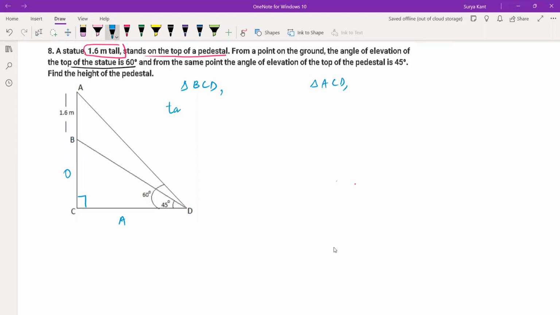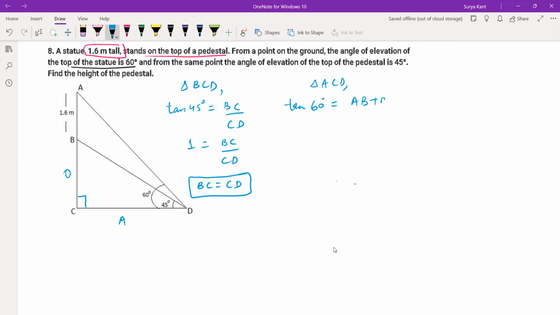So tan 45 degrees is equal to BC by CD. So 1 is equal to BC by CD. So we can write BC is equal to CD. This is the first equation. Next, in triangle ACD, tan 60 degrees is equal to AB plus BC divided by CD. So √3 is equal to, AB is 1.6, and BC we can write as CD only.